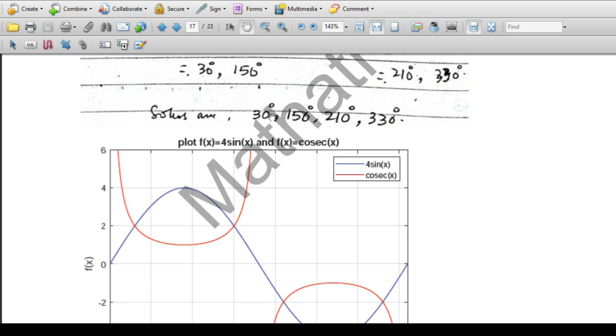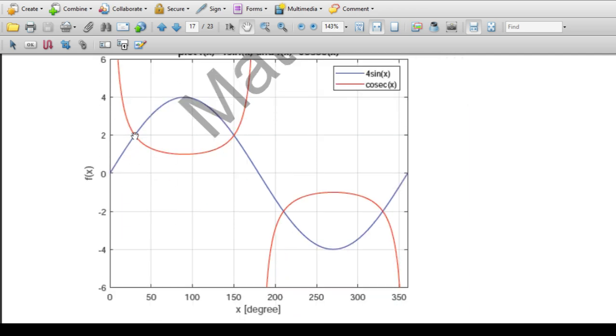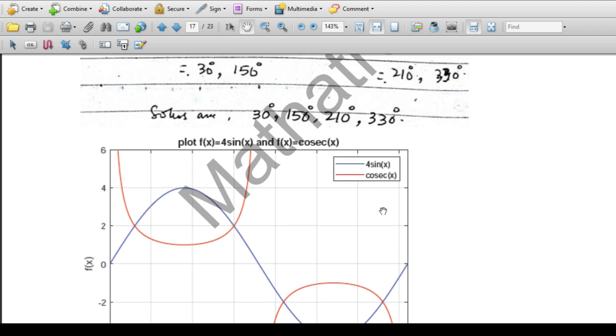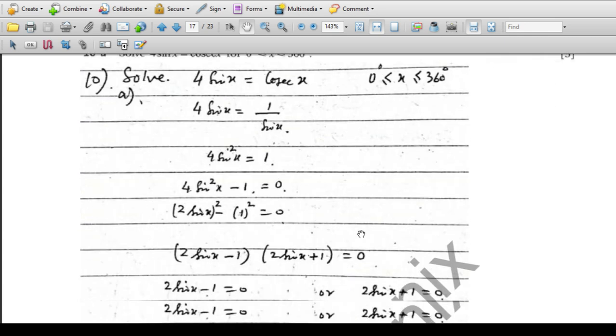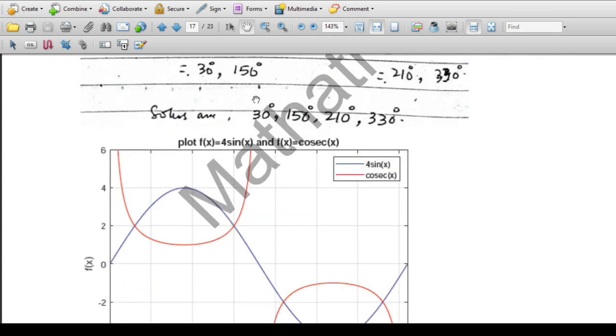So at 30 degrees we have one solution. At 150 we have another solution. At 210 we have the third solution, and at 330 we have the fourth solution. So these are all available here. We're just plotting it to give the concept of why we have these 4 solutions.